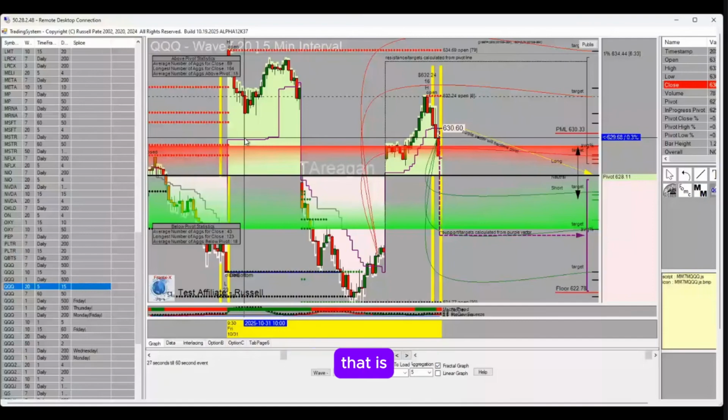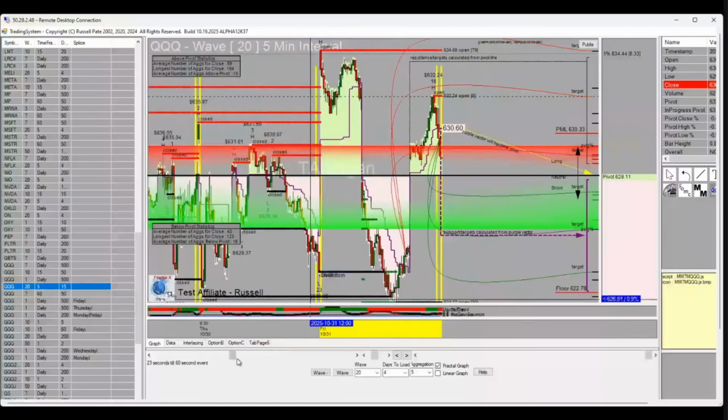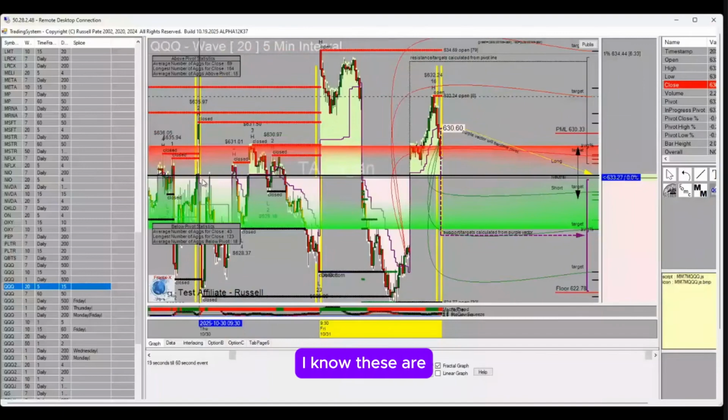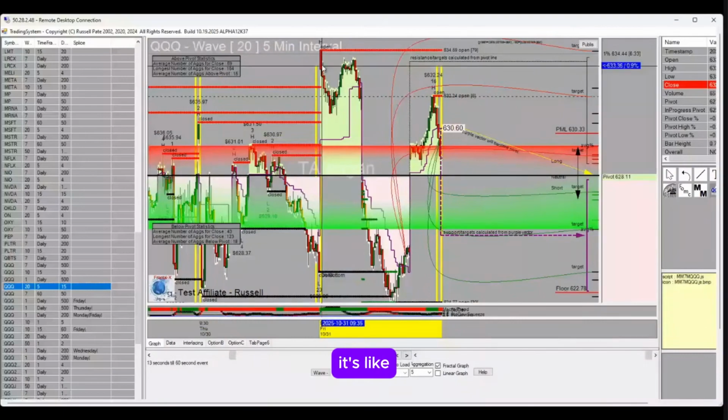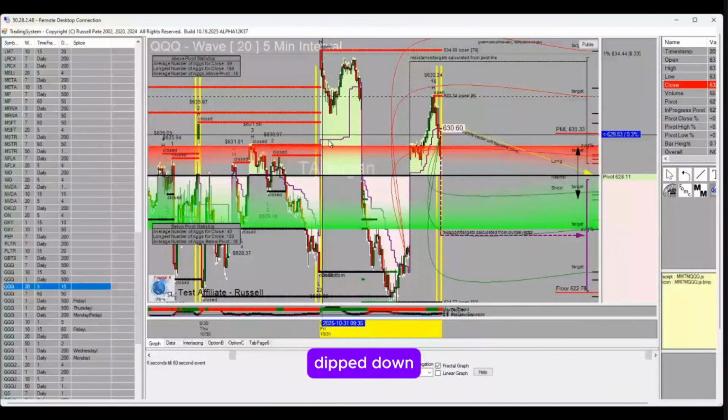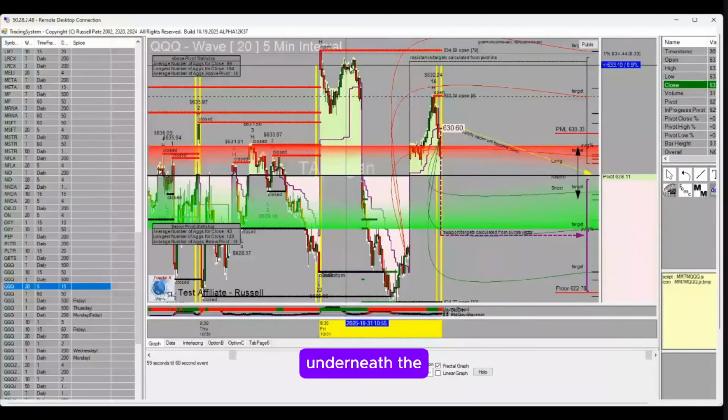And the way we know that is when we look at the fractal system, we go back and look at the left-hand sides. And you can see on this day, on the 31st, I know, especially when you're new looking at this stuff, it's like, what the heck am I looking at? But anyways, we opened above the purple vector, dipped down, rallied back up, and eventually broke beneath the purple vector and then went underneath the pivot.